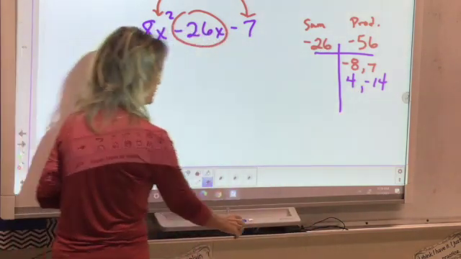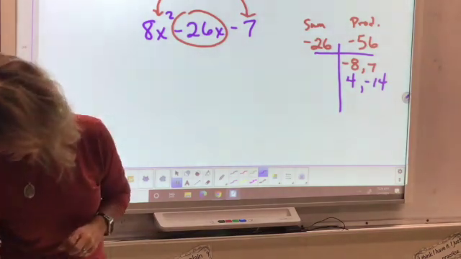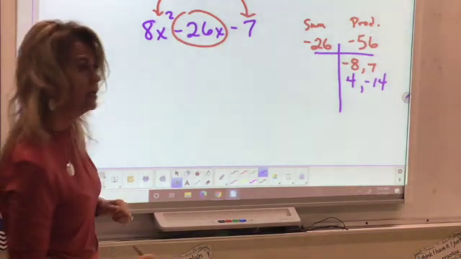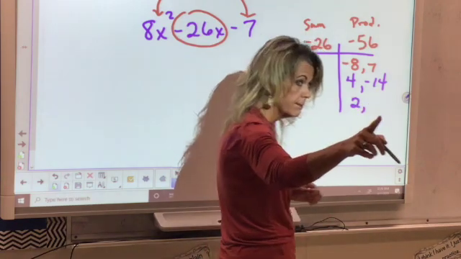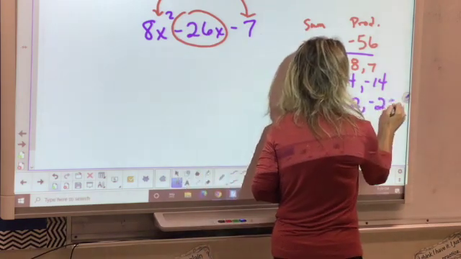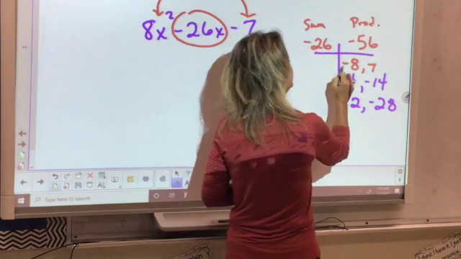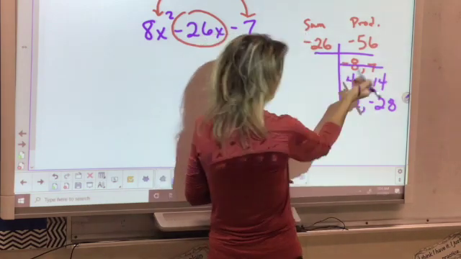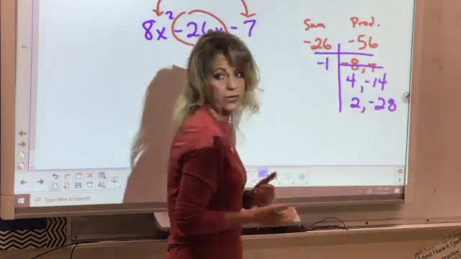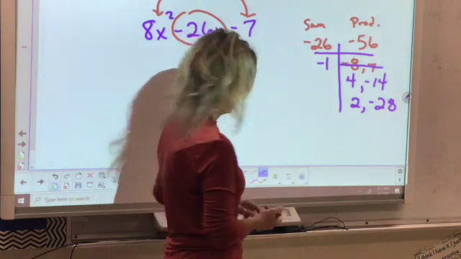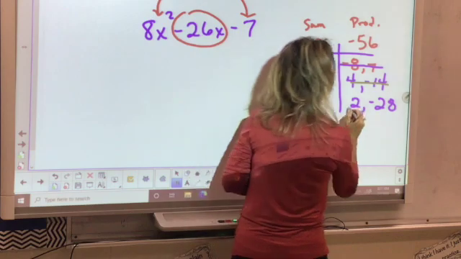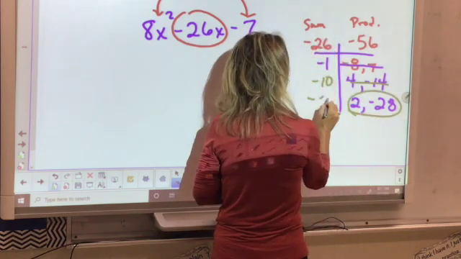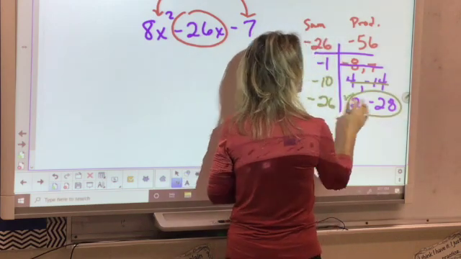What are the other multiples? 2 and what? Negative 28. So here's the deal. 4 and negative 14 adds up to be negative 10. I don't want that. 2 and negative 28 adds up to be negative 26. This is what I want.